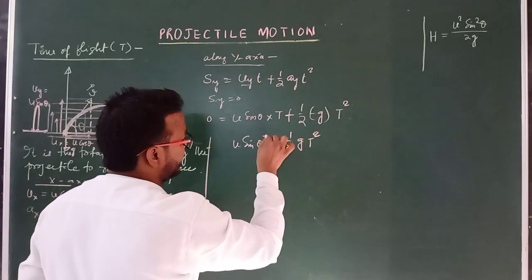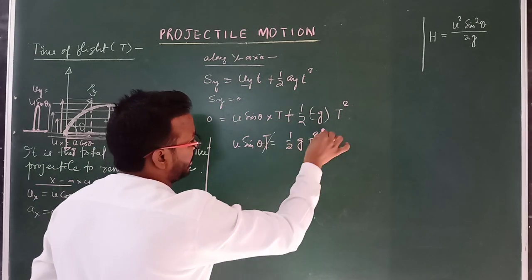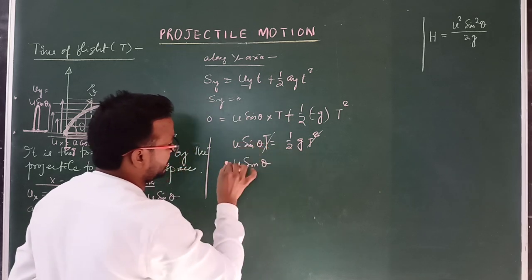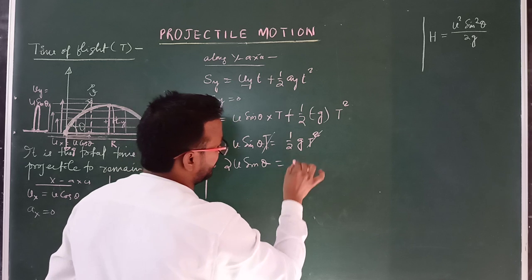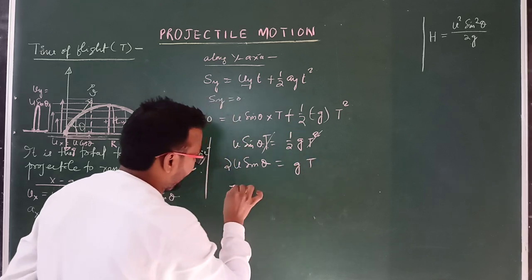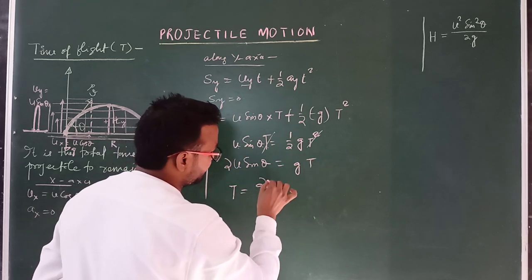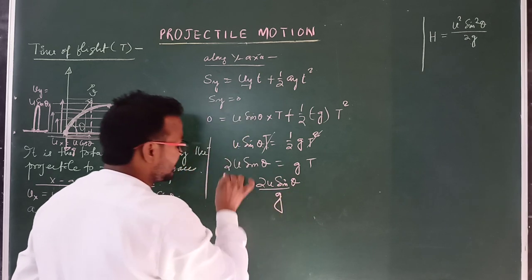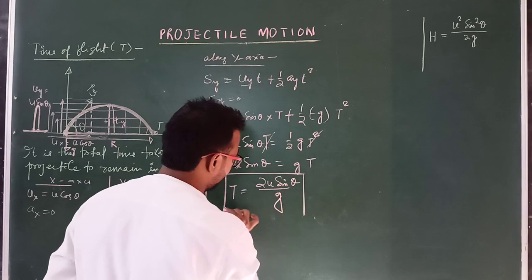Clear? Here T and one T on both sides cancel, and the remaining part you can write: sin theta into 2 multiply, here 2u sin theta, which equals gT, and T equals how much? That is 2u sin theta by g. This is the expression for time of flight.